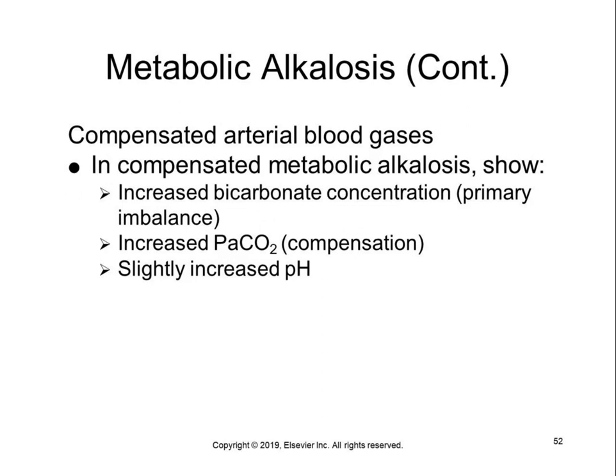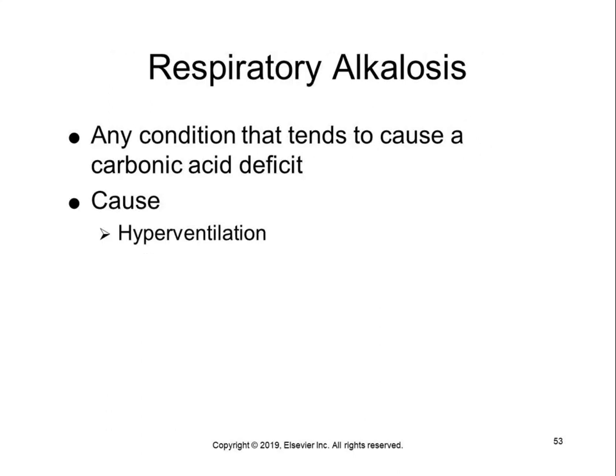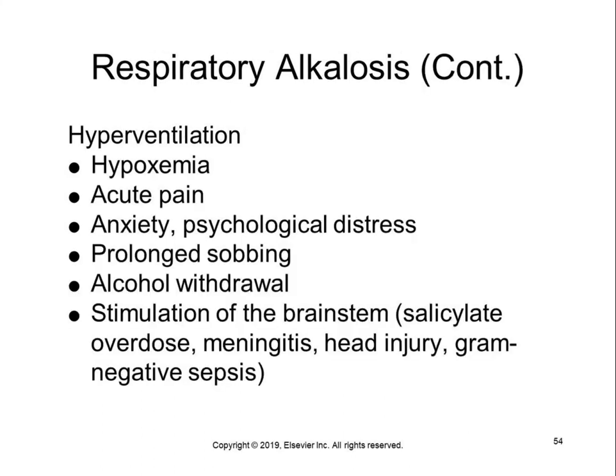Compensated arterial blood gases in compensated metabolic alkalosis show increased bicarbonate concentration, the primary imbalance, increased CO2 as compensation, and a slight increase in pH. Respiratory alkalosis: any condition that tends to cause carbonic acid deficit, causes hyperventilation, hypoxemia, acute pain, anxiety, physiological distress.